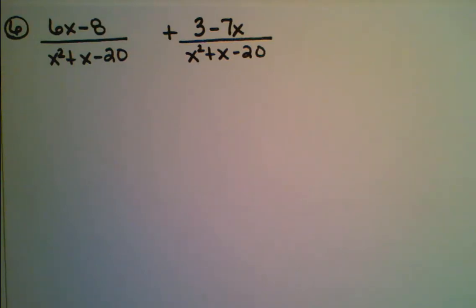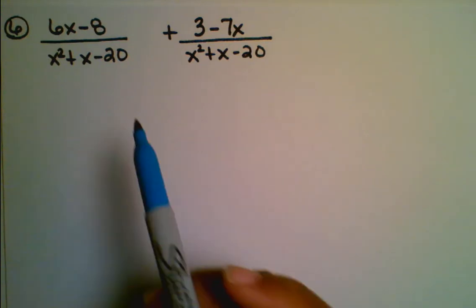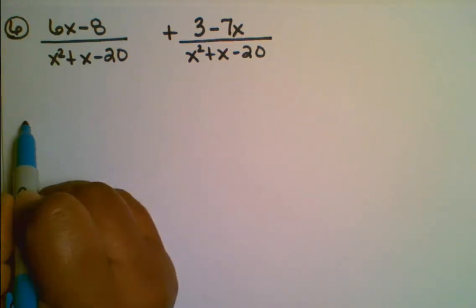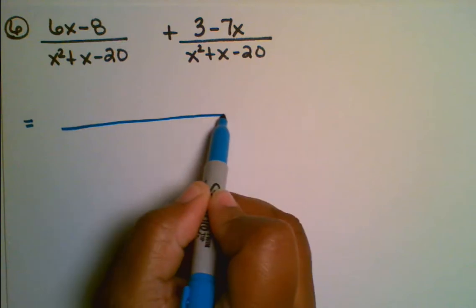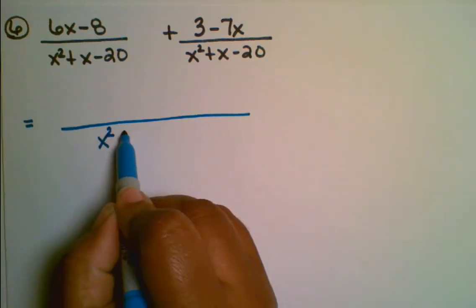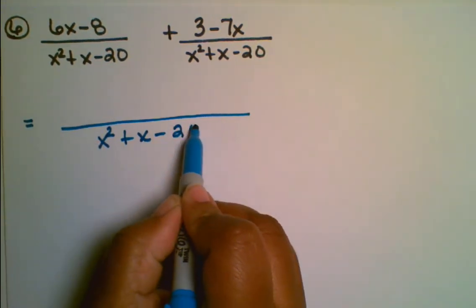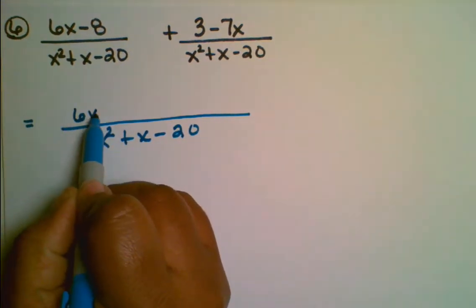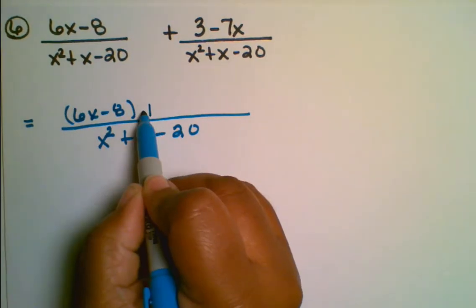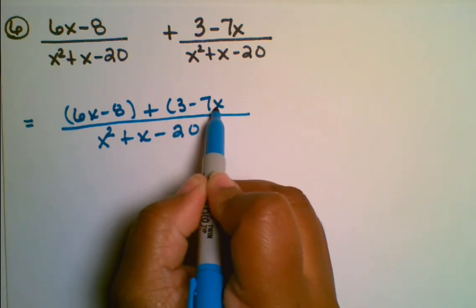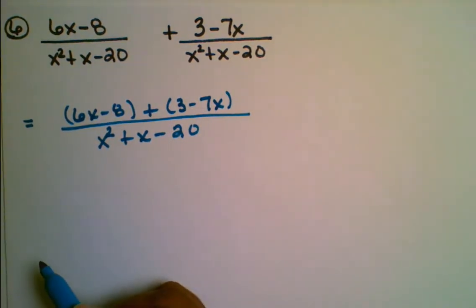Number 6, we have 6x minus 8 all over x squared plus x minus 20 plus 3 minus 7x all over x squared plus x minus 20. We're adding two fractions together. We have a common denominator, that is x squared plus x minus 20. Bring together our numerators. Since I have more than one term in each fraction, I'm going to place parentheses around that.